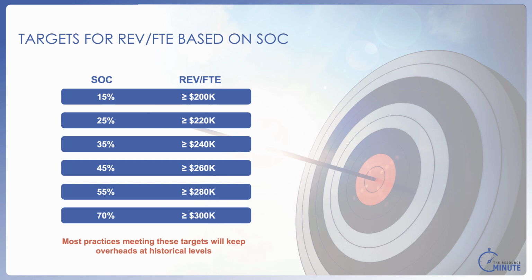We built a chart to help you with this, and this is a good one to take a picture of. But basically, this shows you as your share of chair migrates from 15% to 70%. And again, share of chair is the digital number of starts that have a lab fee. That's usually in aligners or digital braces. Where should your revenue per FTE track in order to keep your overhead about the same? So this is, I hope, good information for you to know. Go find out what your revenue per FTE is.